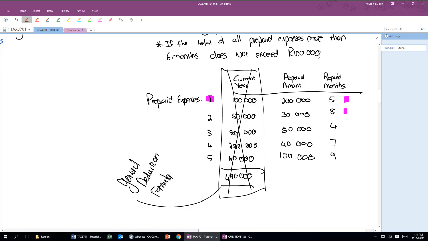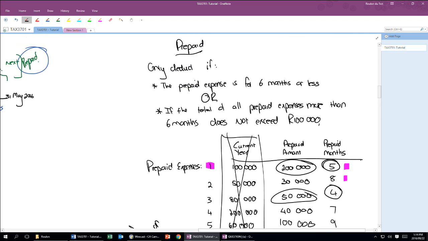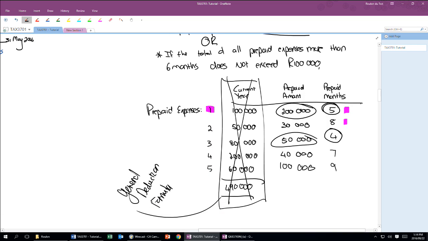Okay, so the first thing that you do is, everything that is 6 months or less, the 50,000 and the 200,000, those amounts you may deduct. If I take it back to our prepaid rule, it tells you you can deduct it if it's for 6 months or less. Look at the amount of this prepaid one. It's more than 100,000 rands. That does not matter. We do not care about the value of the amount. We only care about how many months have been prepaid. And as long as that is less than 6, you can deduct it. So that 200,000 you can deduct, and that 50,000 you can deduct.